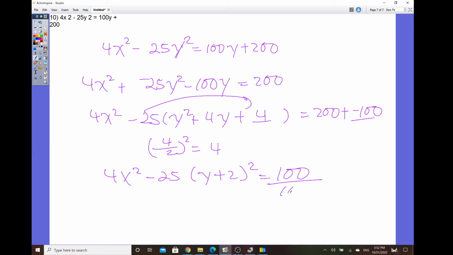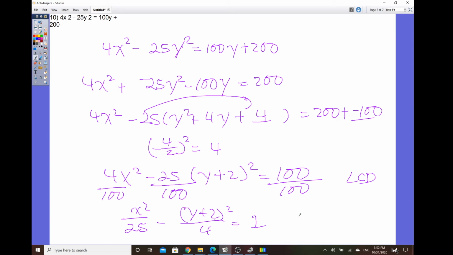And then divide by 100 on both sides. This one is just dividing by the least common denominator of 4, 25, and 100, the LCD. So we do have x squared over 25 minus y plus 2 quantity squared over 4, and that equals 1. So the center here is 0 comma negative 2. The value of a squared is 25, and b squared is 4.